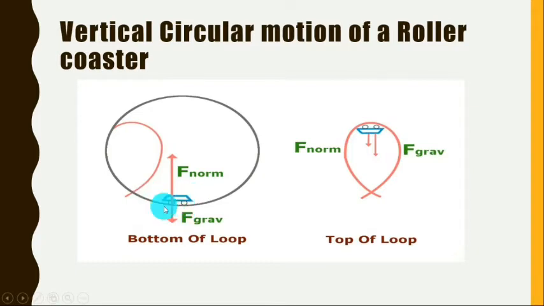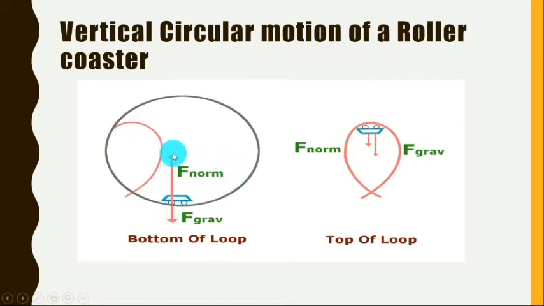So when the car is at the bottom of the loop, we have two forces acting on the car. Force of gravity toward down as usual. Normal force is toward up, because here's the car, so the normal force from the rail pushes the car toward up.